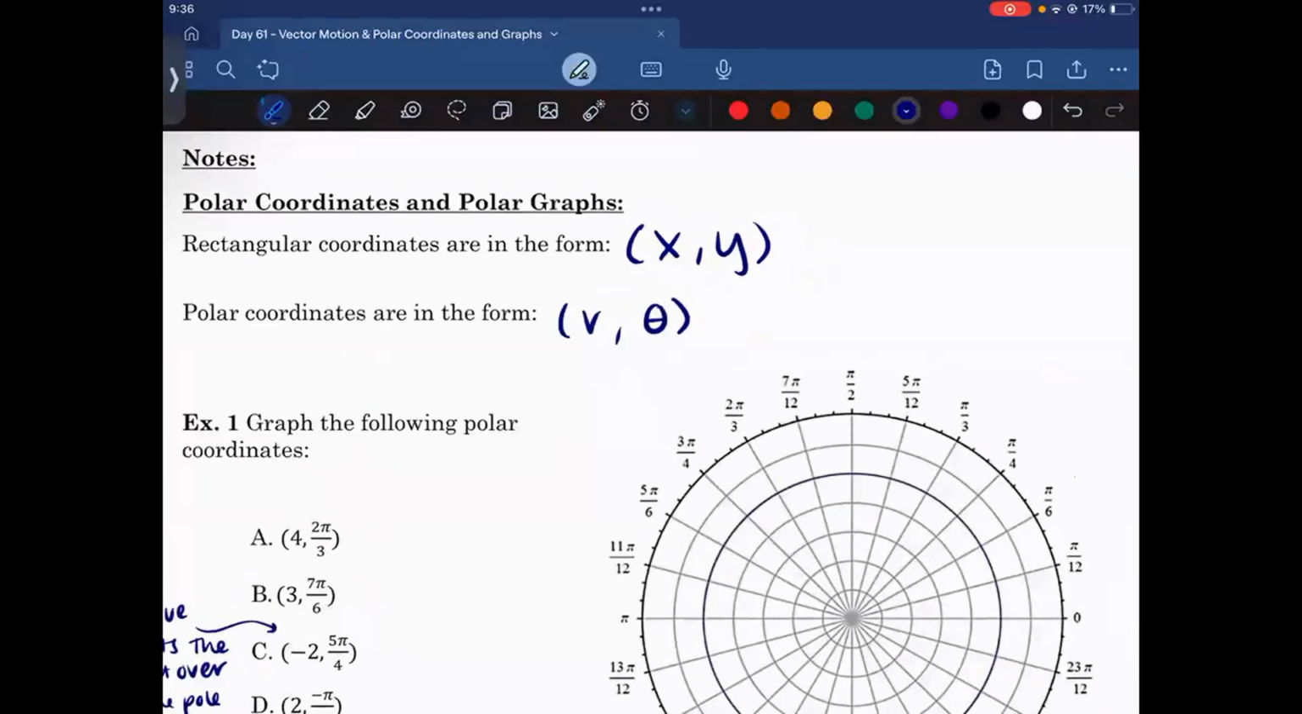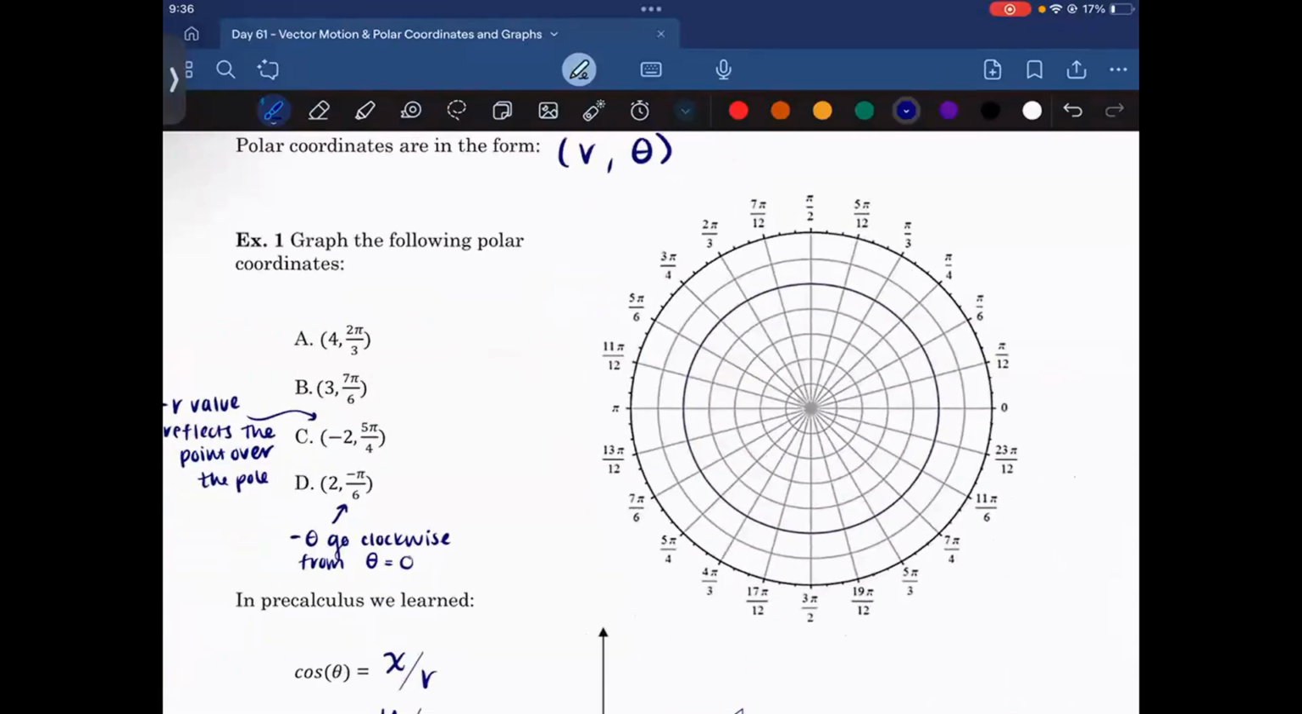Okay, so polar coordinates and polar graphs. Rectangular coordinates, Cartesian, right? x comma y. Polar coordinates are in the form r comma theta. Example 1, let's graph the following polar coordinates. A, so we have r comma theta. We have 4, which is our r value, and 2 pi over 3.